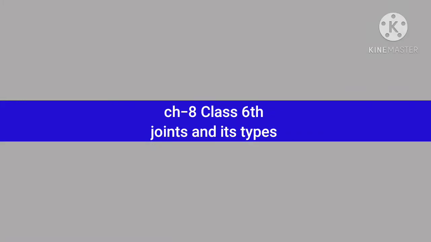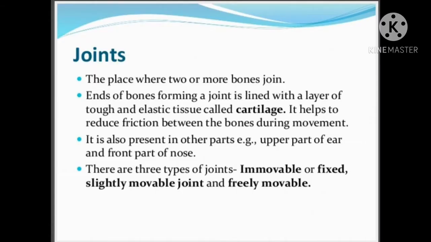Chapter 8, Class 6th, Joint and its types. Joints. Children, joints means the place where two or more bones join.